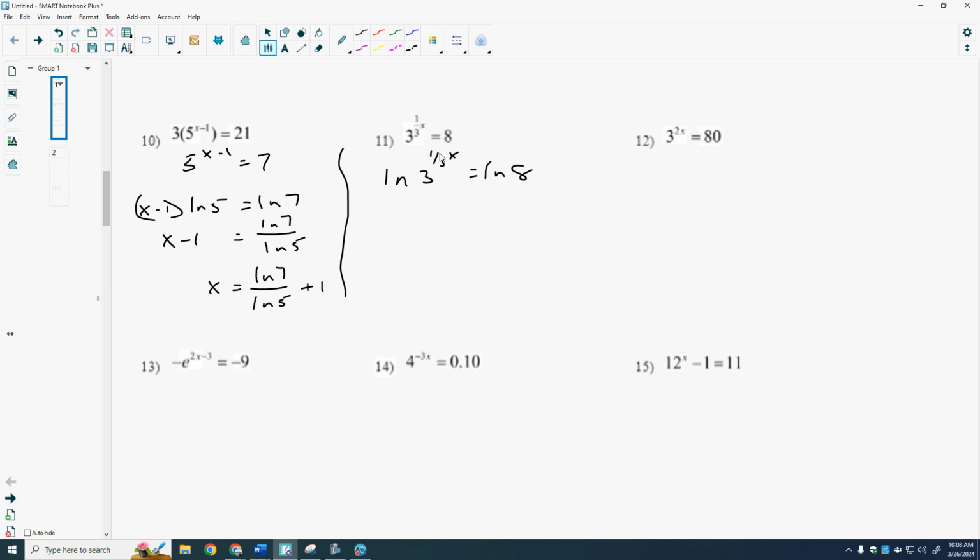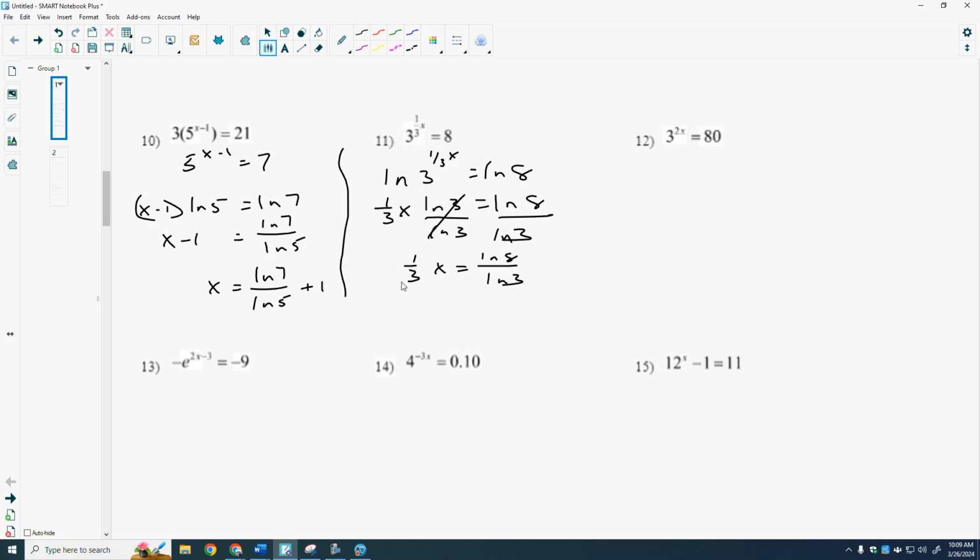Take the 1/3 x that's now in the exponent, move it in front. That is why I took the log of both sides, so I can get to that exponent. Otherwise, that variable is trapped up in the exponent and I can't touch it. Now I'm going to divide by ln of 3, both sides, and I get 1/3 x equals ln 8 divided by ln of 3.